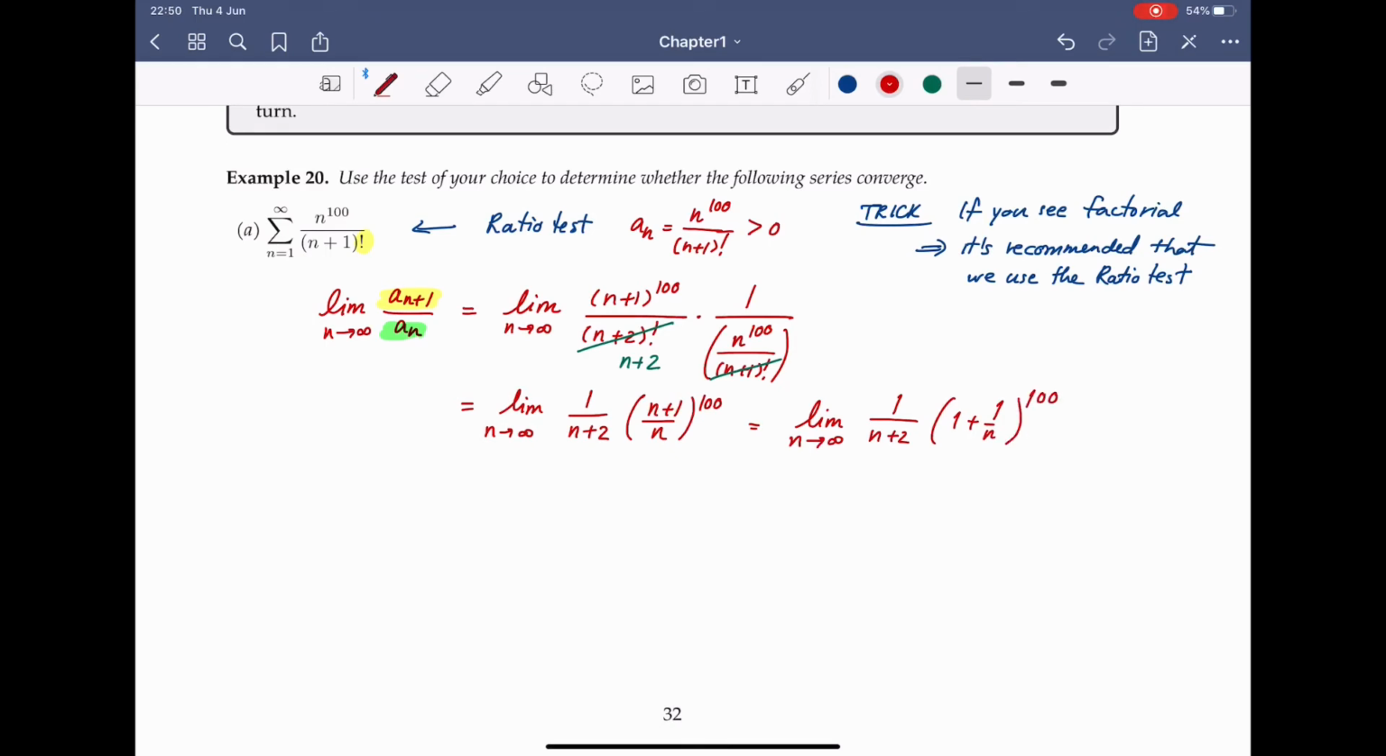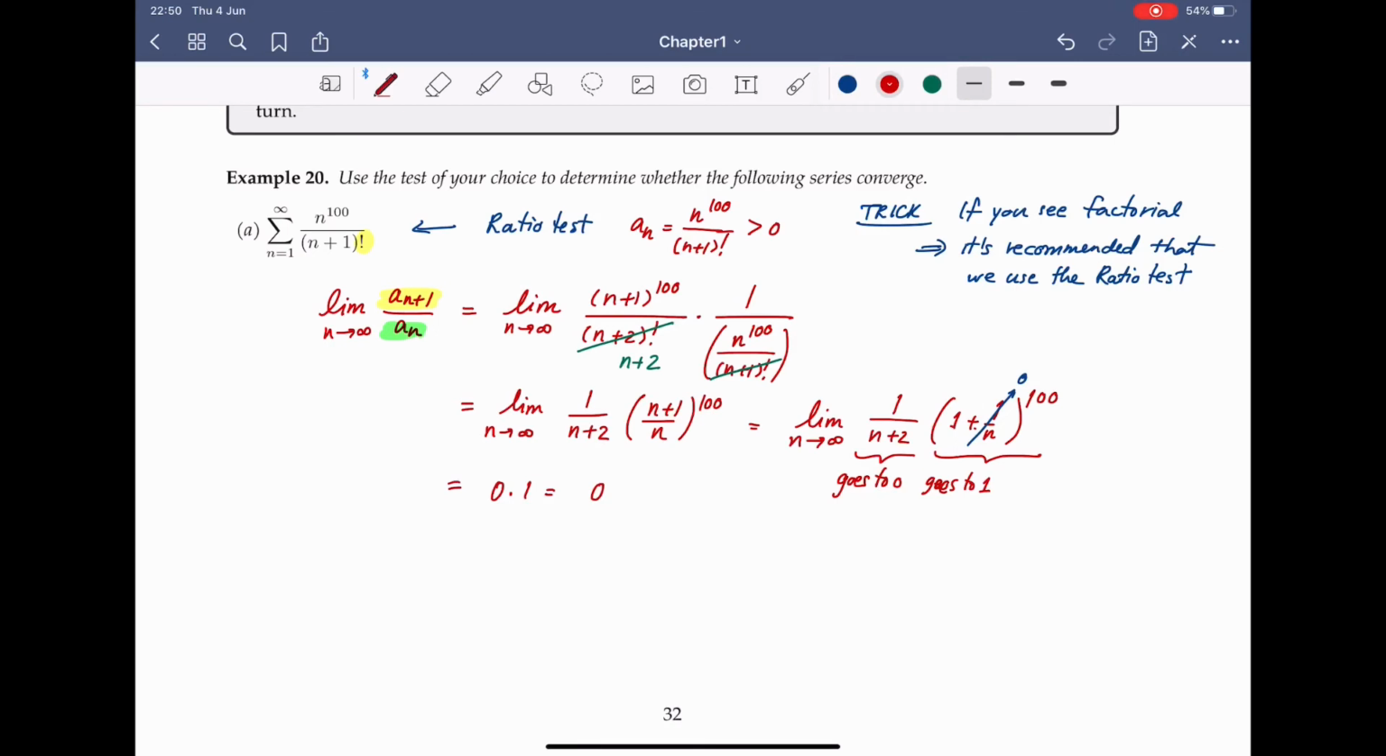And then when n goes to infinity, 1 over n goes to 0, right? So you have (1 plus 0) to the 100, so you have 1 here at the end. It goes to 1. And this other thing goes to 0, because when n goes to infinity, n plus 2 goes to infinity, and 1 over infinity is 0. So at the end you have 0 times 1, which is 0.